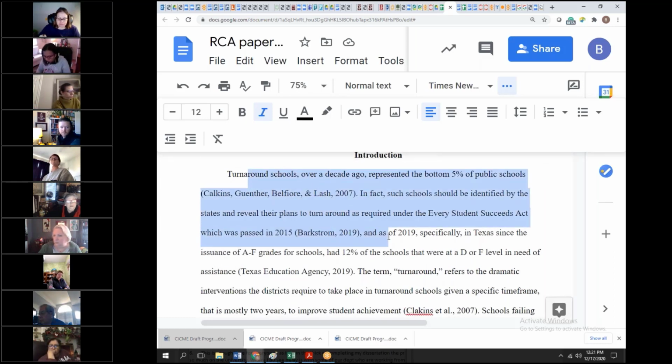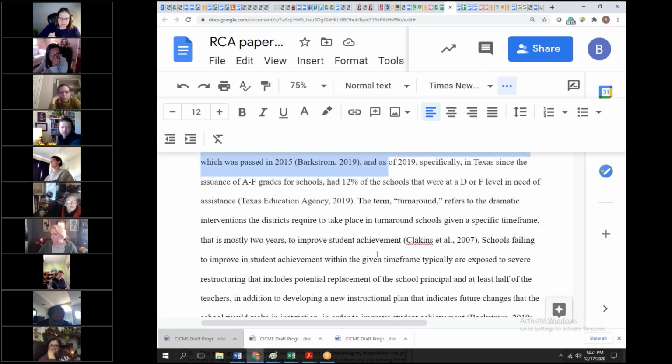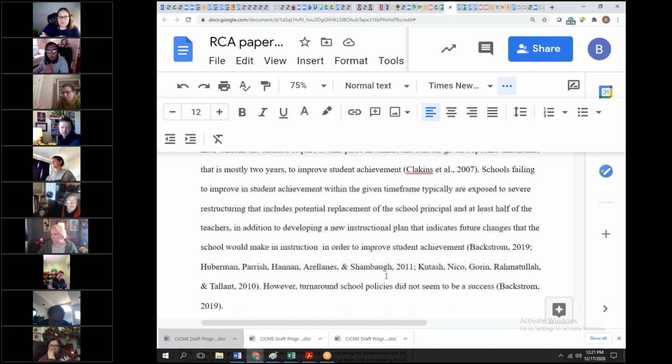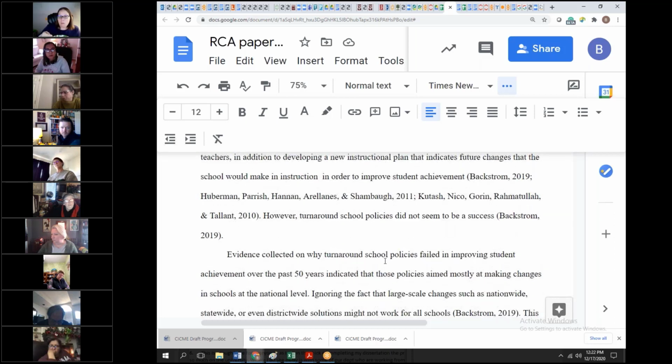You have to give the reader the background of whatever we're about to start talking about. So the thing is about turnaround schools. We want to begin with talking about what is in the literature related to turnaround schools. Give that background. Give the reader the context of what we're going to be talking about. So that's what we do.